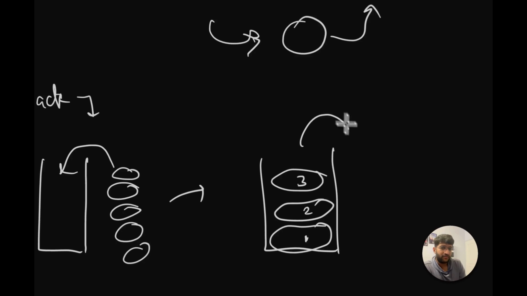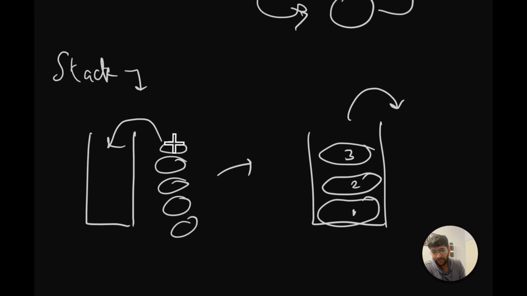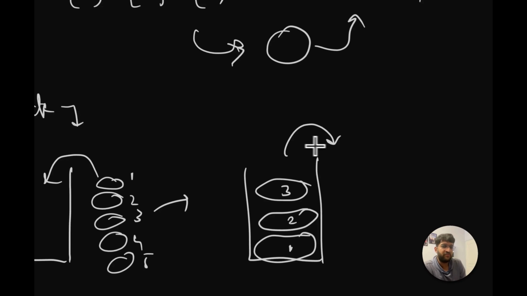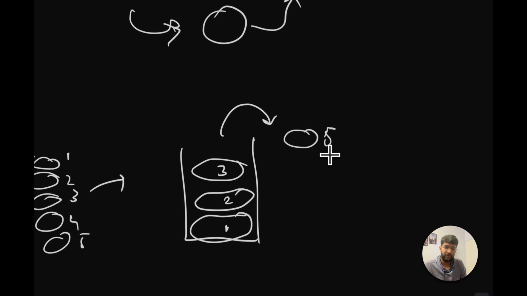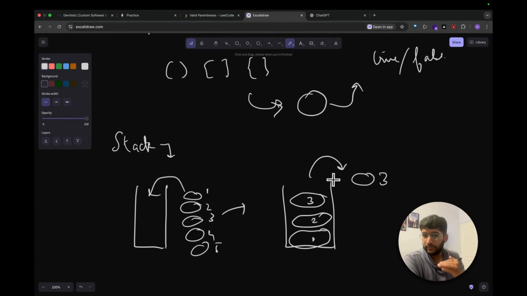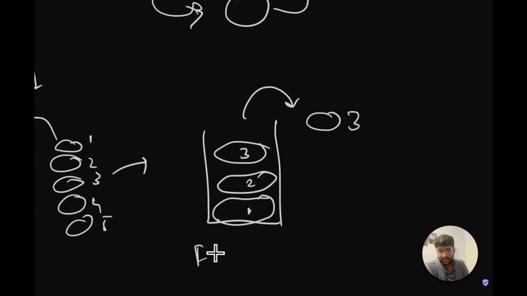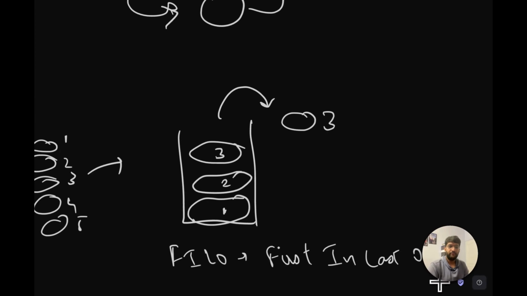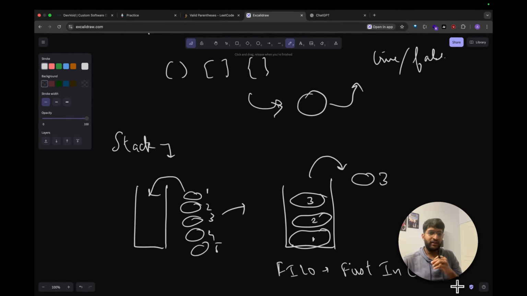Now, when you remove it one by one, what comes out? When you put it in, it was 1 on the bottom, and then 2, and then 3, and then 4, and then 5. But when removing it, what's going to come out first? 5 is going to come out first, right? Or in our example, 3, because that's at the top. So the one that we put in first is coming out at the end, so last out. This is the principle that stacks follow: first in, last out. Whatever comes in first goes out at the end.